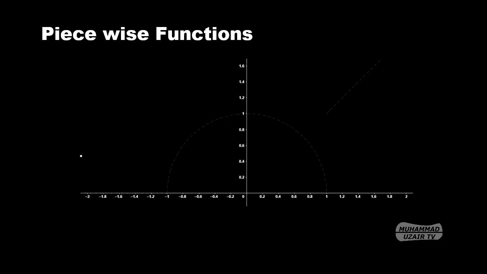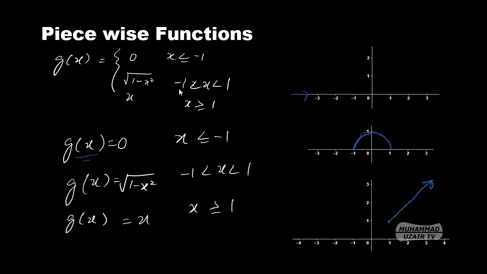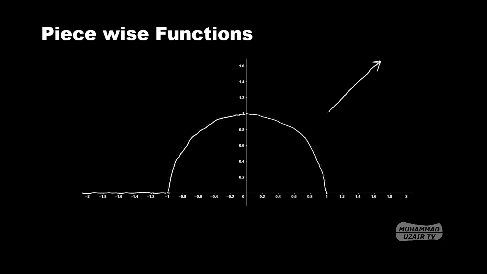So by combining these three functions, we can write: this is the first function, g of x is equal to 0. This is the second function, g of x is equal to under root 1 minus x square, and this is the third function. As minus 1 and 1 is not included, so there will be a hole at this point for this circle.